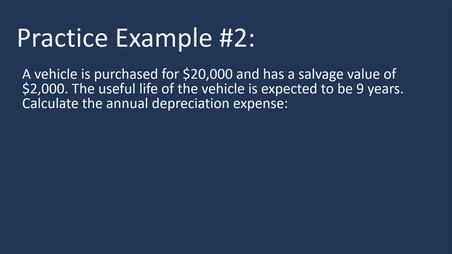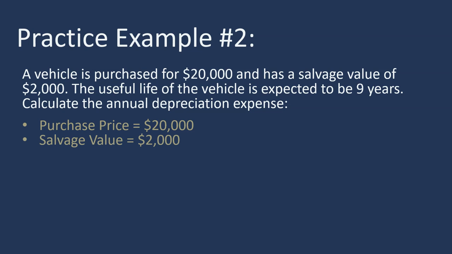So let's do another practice example here. This time we have a vehicle purchased for $20,000. It has a salvage value of $2,000, so there is some value for this particular vehicle when it's depreciated. The useful life of the vehicle is expected to be 9 years, and again, we're going to calculate the annual depreciation expense. So we'll pull out the information: purchase price $20,000, salvage value is $2,000, and the useful life period is 9.